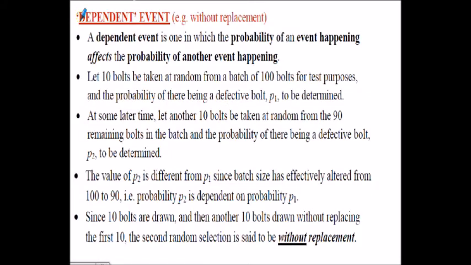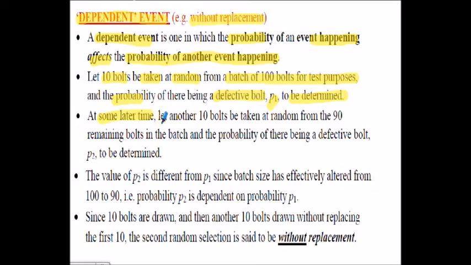Let's define dependent event, sometimes termed a without replacement event. A dependent event is one in which the probability of an event happening affects the probability of another, subsequent event happening. Let's take 10 bolts at random from a batch of 100 bolts for test purposes, and the probability of there being a defective bolt, P1, is to be found.